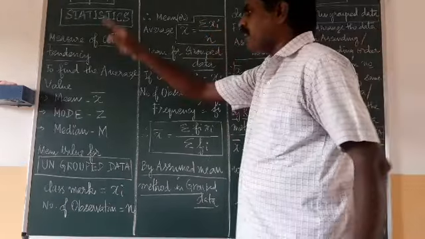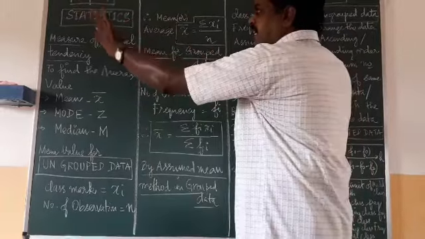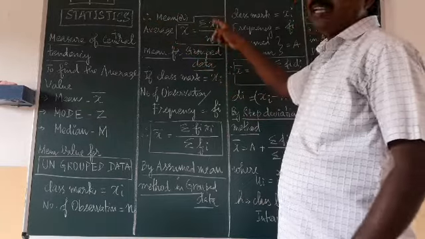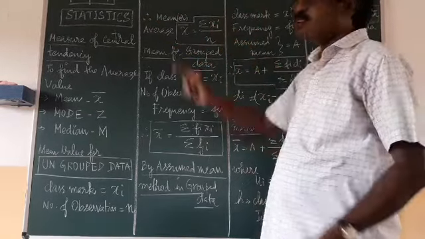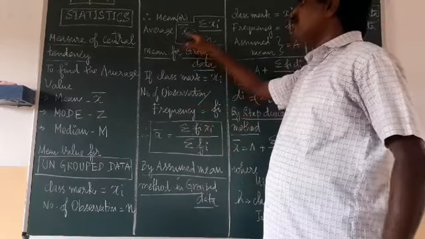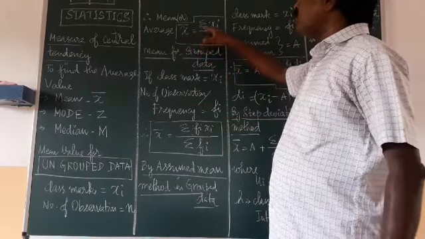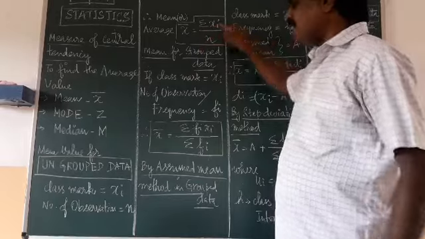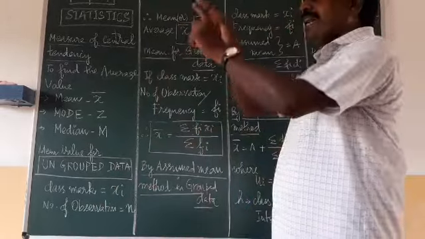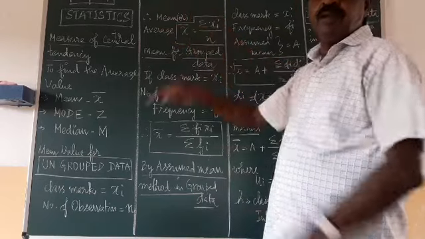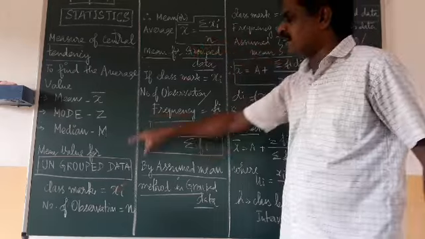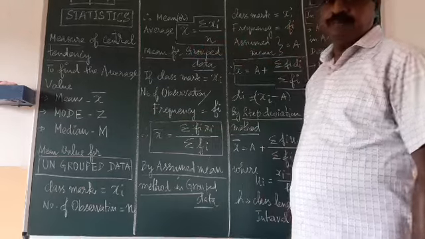All the values, 1, 2, 3, 4, your data all added, that is called sigma xi, and the number of data, how many data is there, divide by n. When you are doing problems, you will understand. So the average value, that is the mean value, is given by x bar equal to sigma xi upon n. Xi means the data you are taking. If it is a small one, we directly add the data and divide by the number of data. That is for ungrouped data.